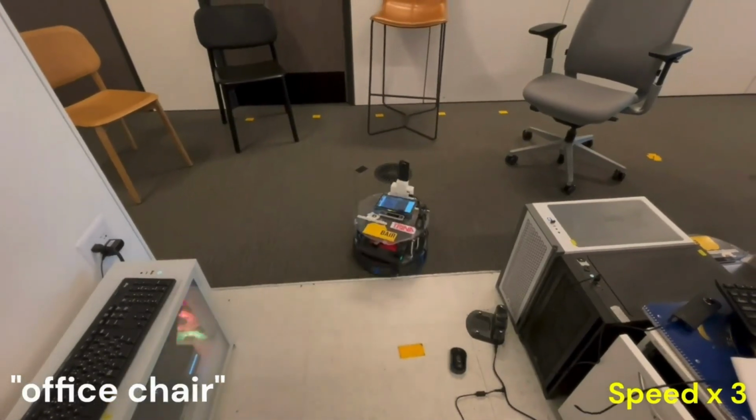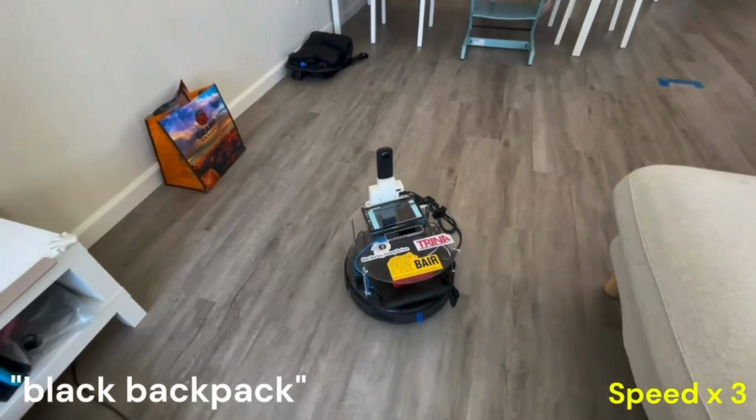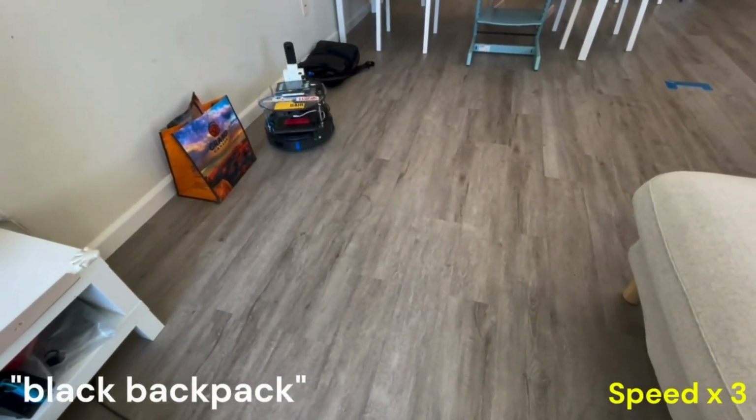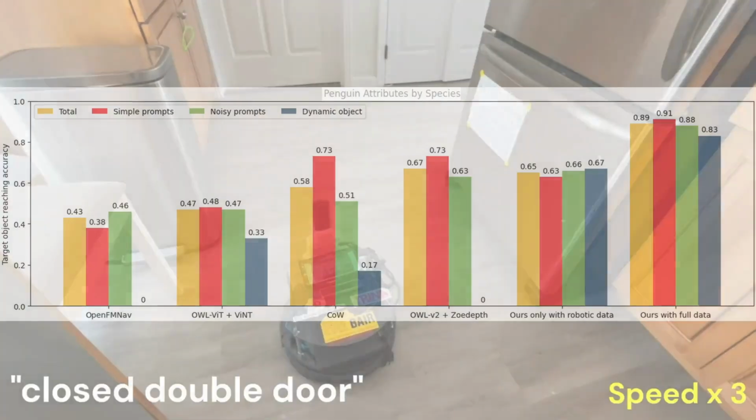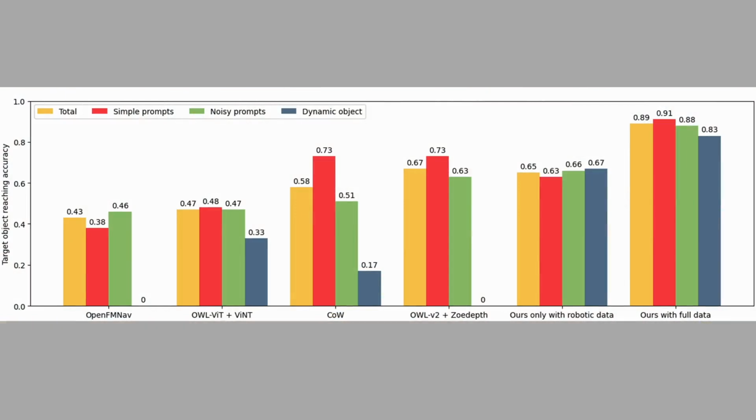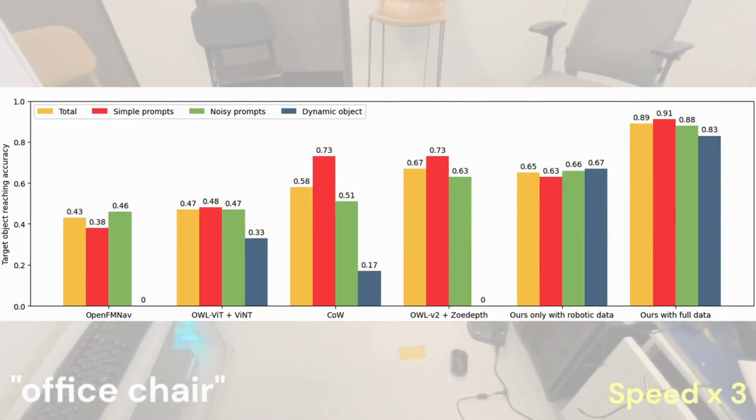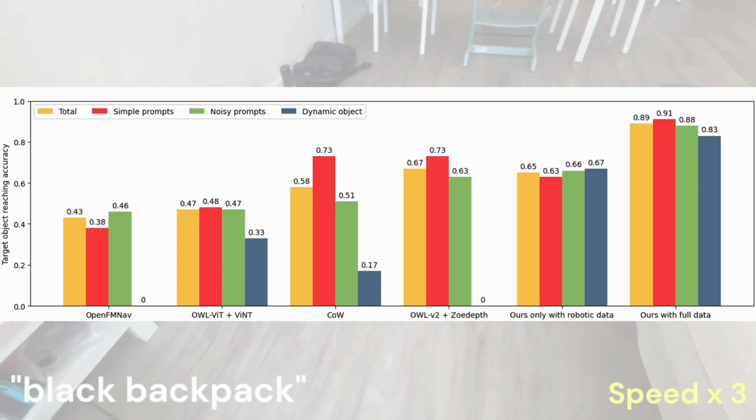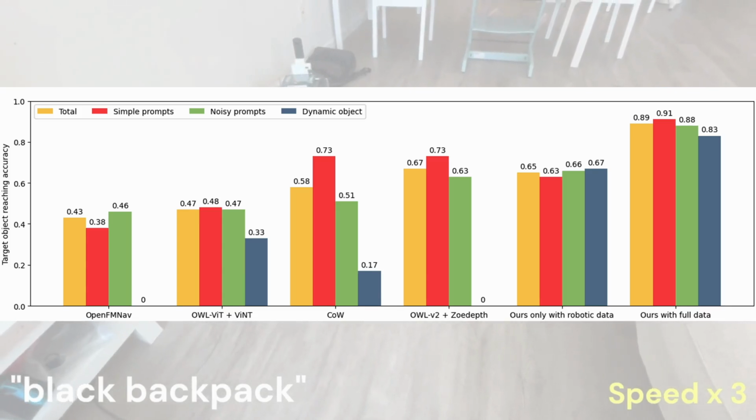Each of these challenging scenes contains multiple objects. Nonetheless, our method can navigate the robot towards the correct target object specified by the input prompt. We conduct over 1,000 navigation trials in various environments to quantitatively evaluate our methods. Our method trained with the full augmented dataset outperforms all baselines, as well as our method trained only on robot data.